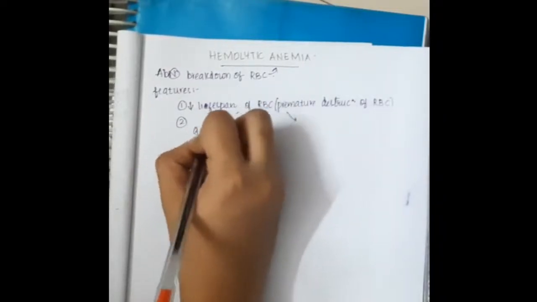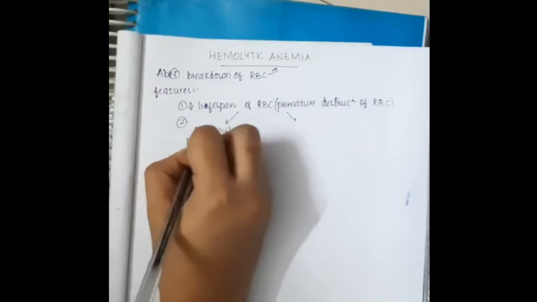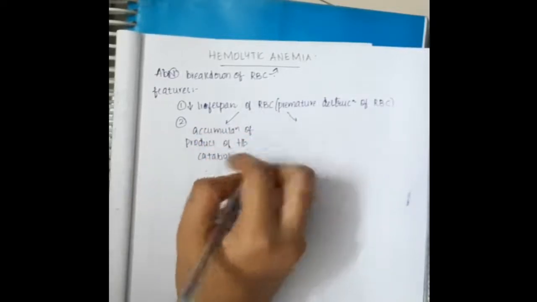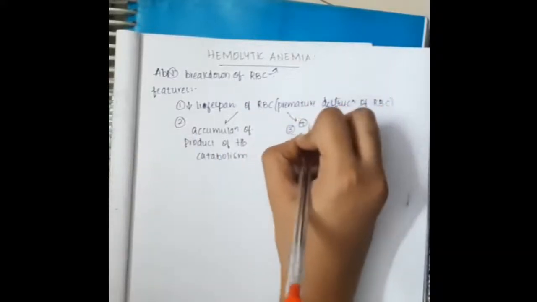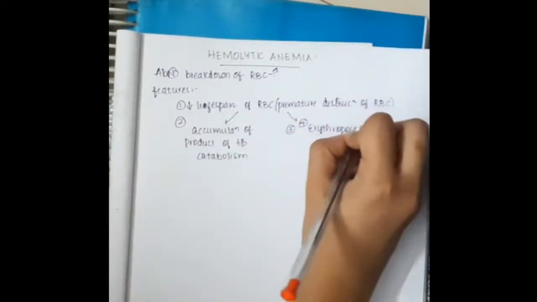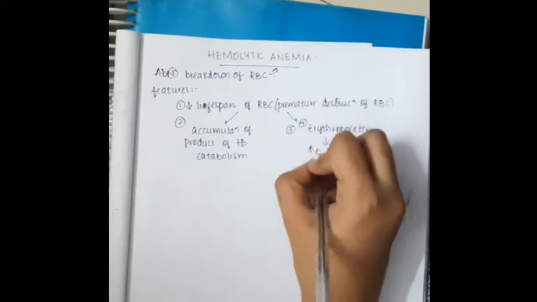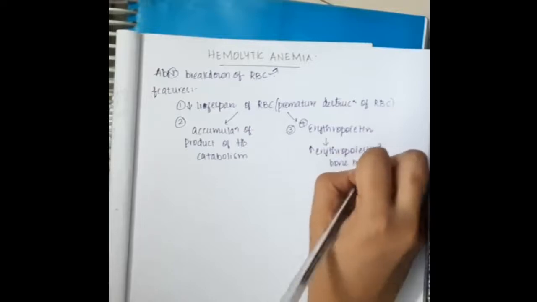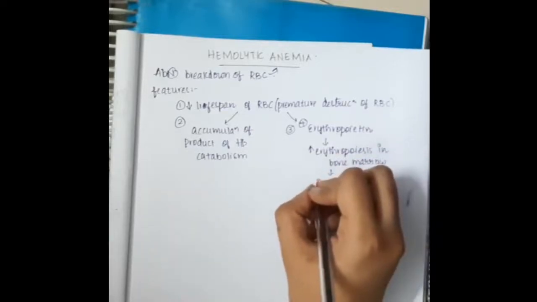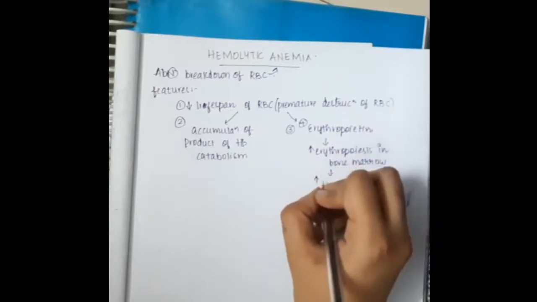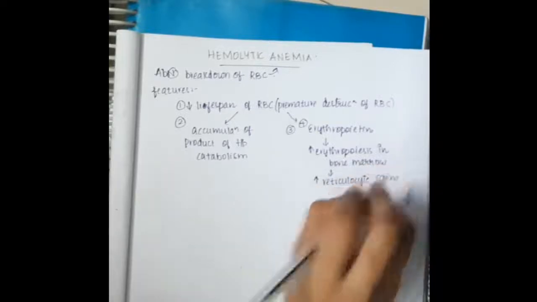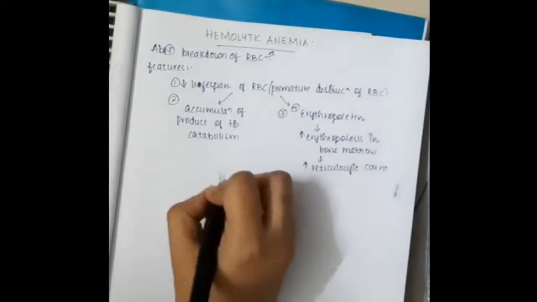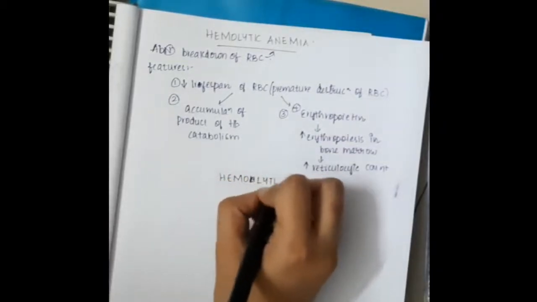Because of destruction of RBC, there will be accumulation of products of hemoglobin catabolism. Because of decreased RBC, erythropoietin production from the kidney is activated, which increases erythropoiesis in the bone marrow. Whenever erythropoiesis in the bone marrow increases, the precursors, that means mothers of RBCs, like increased reticulocyte count, are seen.